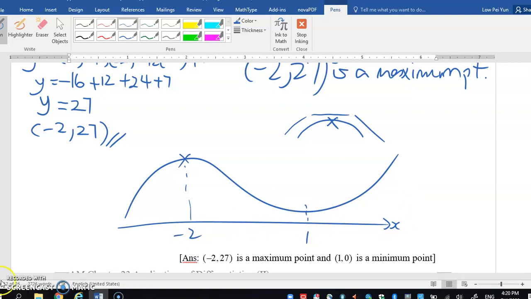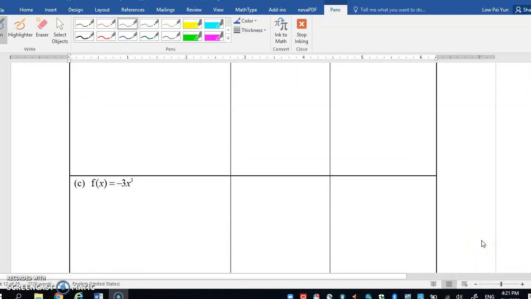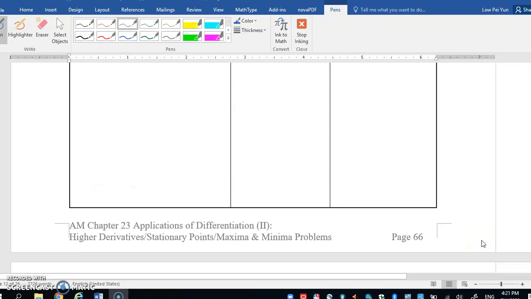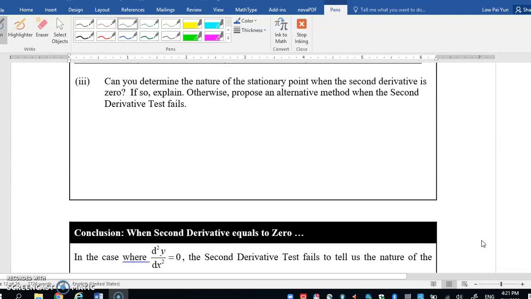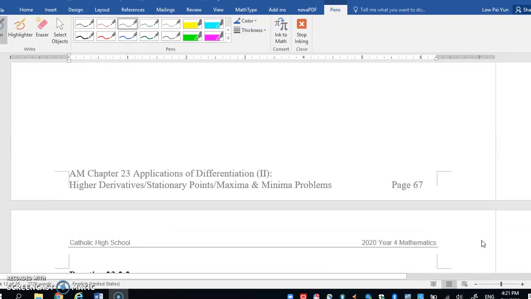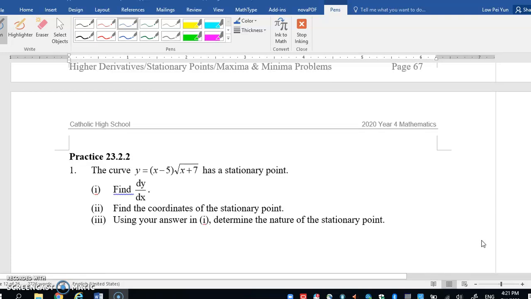Let's move on to the next example. The next question I'm going to do is on page 68. Mr. Ng will be recording the notes on page 66 and 67, explaining to you what happens when d2y/dx squared is equal to 0. He will explain that to you. You will get to hear Mr. Ng's beautiful voice. Now let us move on to page 68.